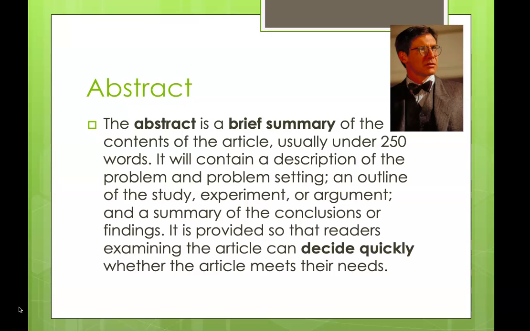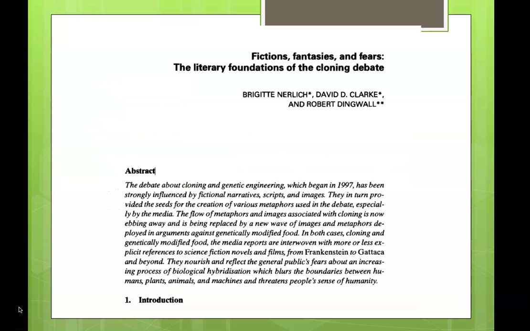At the beginning of most scholarly journal articles, you'll find an abstract. The abstract is a brief summary of the contents of the article, usually under 250 words. It will contain a description of the problem and problem setting, an outline of the study, experiment, or argument, and a summary of the conclusions or findings. It is provided so that readers examining the article can decide quickly whether the article meets their needs. When you're doing your own research, always check the abstract first to see if the article is providing the information you need. Here is an example of what an abstract might look like at the beginning of an article.